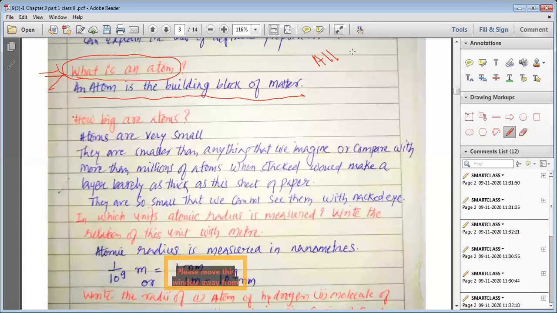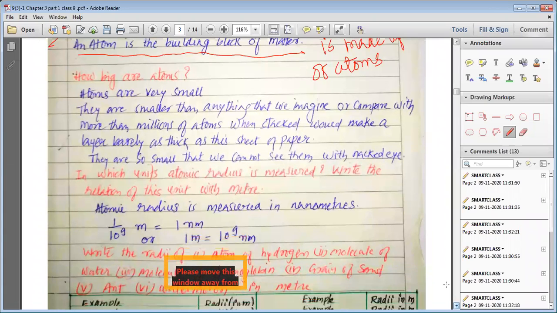All matter is made up of atoms. जितनी भी दुनिया में चीजें हैं, आप जो कुछ भी देख सकते हैं, they are all made up of atoms, and that is why an atom is the building block of matter.